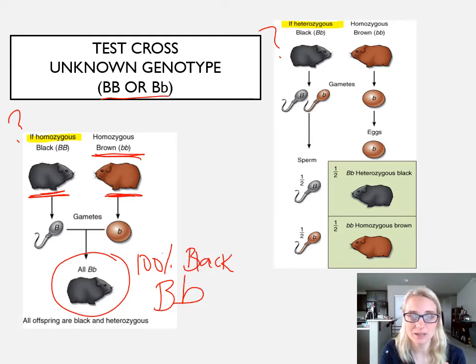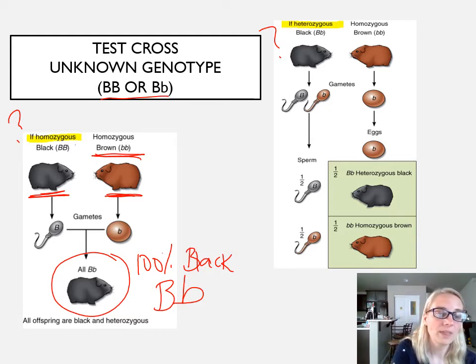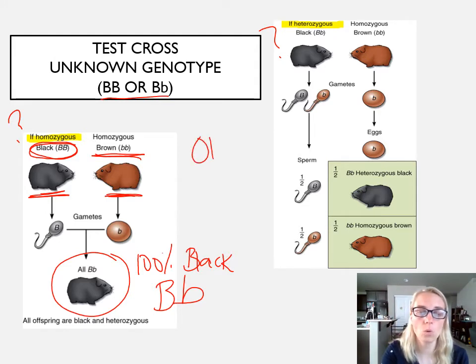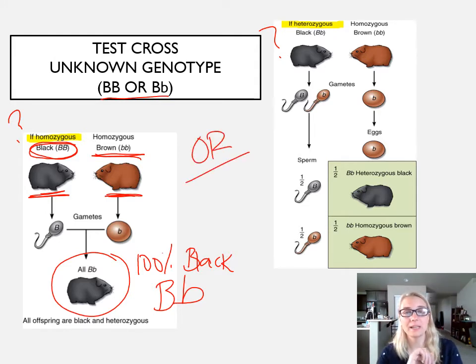If that was the case, then we would know that our daddy guinea pig had to have been homozygous dominant. Had to have been, because there's no other way he would have gotten 100% black guinea pigs by crossing a black and a brown guinea pig. That has to be. Now, what if we did it and we got a different outcome?